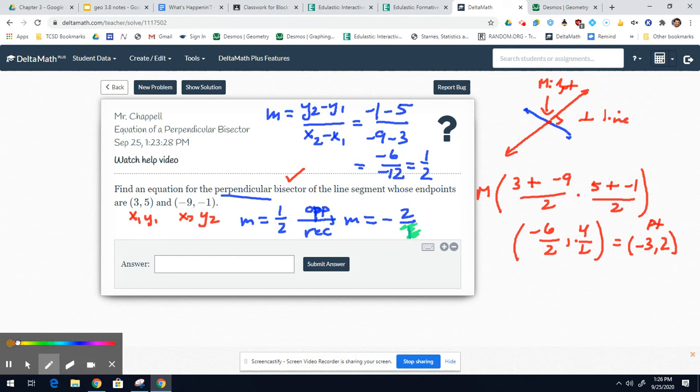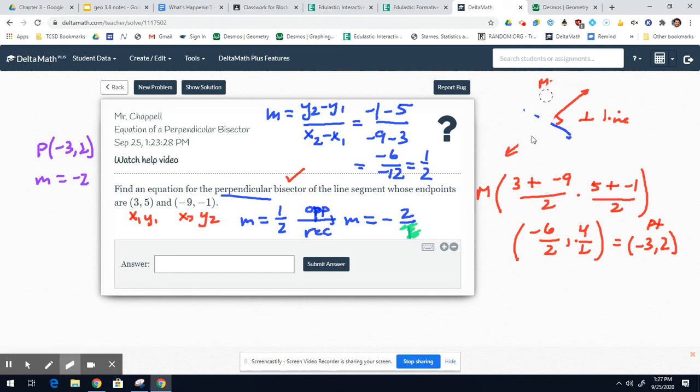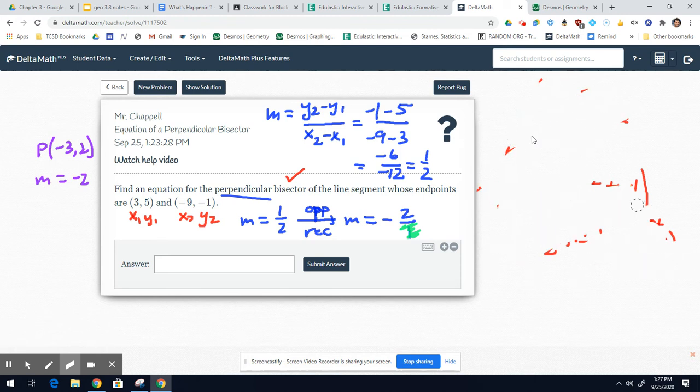So I'll write what I have over here. Let me do it in purple. So I'll write it here and then I'll do it over there. So I have a point at (-3, 2), and I have a slope of -2. Okay? So let us do the work here. Okay? And I will do that here.